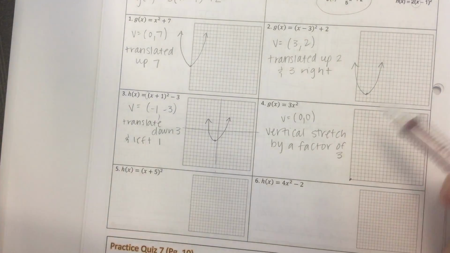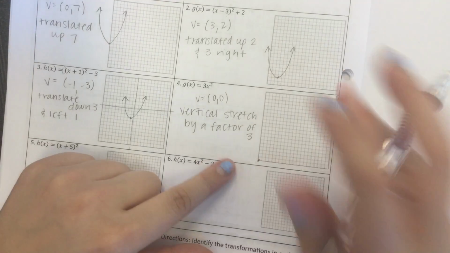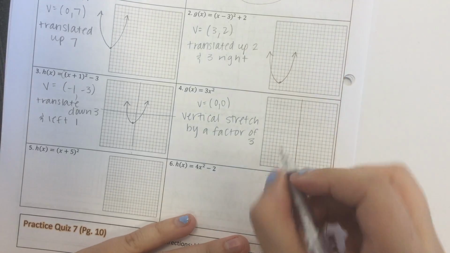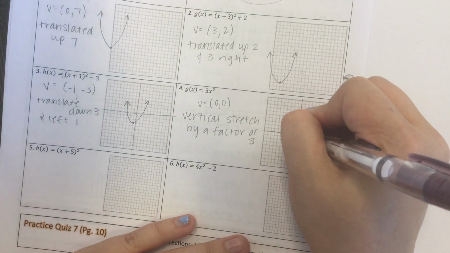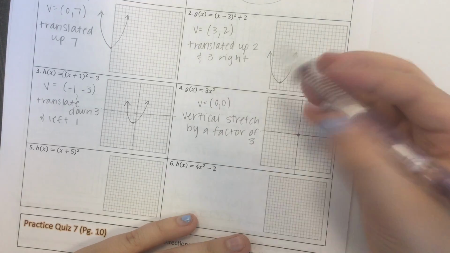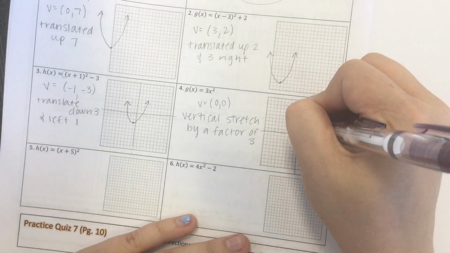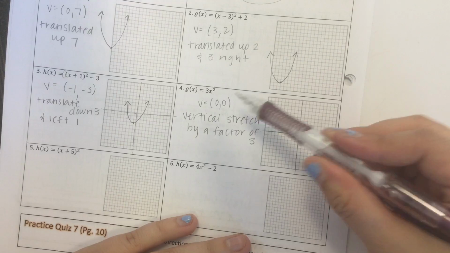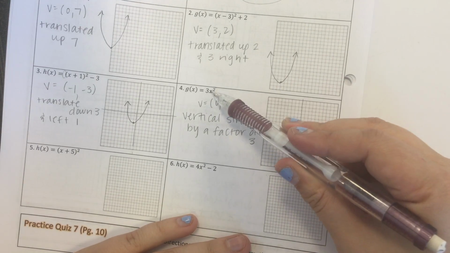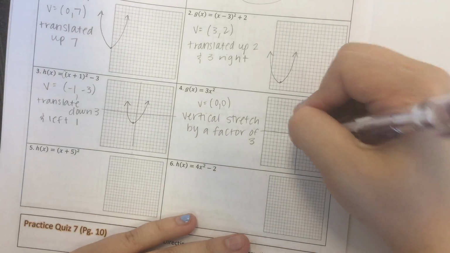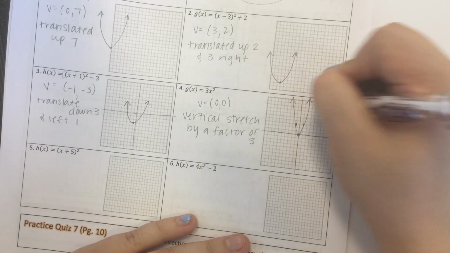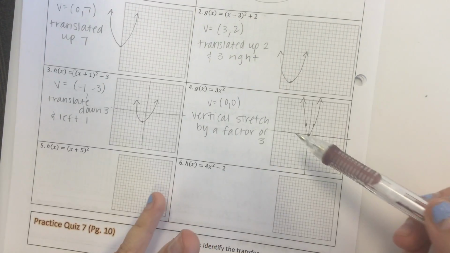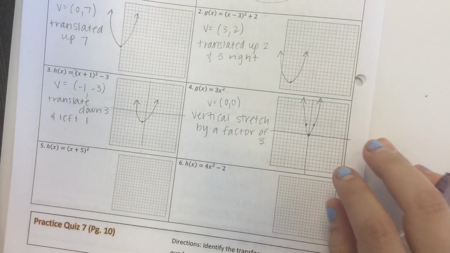Well, let's just plug in some values and see what we get. So I know my vertex is at 0, 0. Here's 0, 0. Let's plug in 1. 3 times 1 is 3. And I get the same thing for -1. Okay. So then I take 2, plug it in. 2 squared is 4. 4 times 3 is 12. That's way off the chart. So what it does is it makes the graph skinnier. That's what we did. So I'm just going to do a general sketch here. We don't have to get super specific, but it makes the graph skinnier.